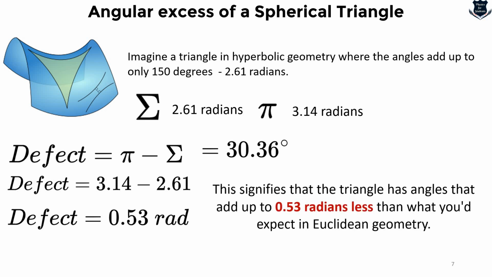What it tells, again, is that the triangle has angles that add up to 0.53 radians less than what you would expect in Euclidean geometry. Now typically you see this sets the stage: if you are trying to depart from Euclidean geometry, how do we find the angular excess and the angular defect, thereby finding the amount of deviation in terms of angles which happens in other geometry, typically non-Euclidean geometry. So in this way also, different types of covariant derivatives etc. are calculated in differential geometry and general relativity. So this becomes extremely important.